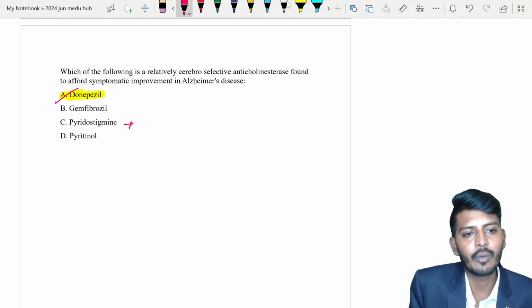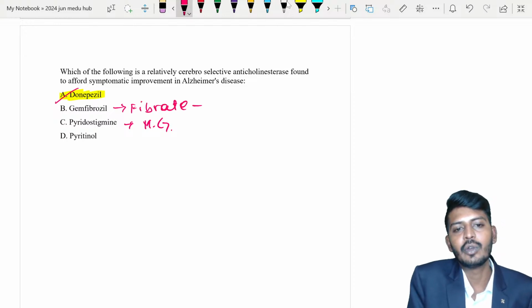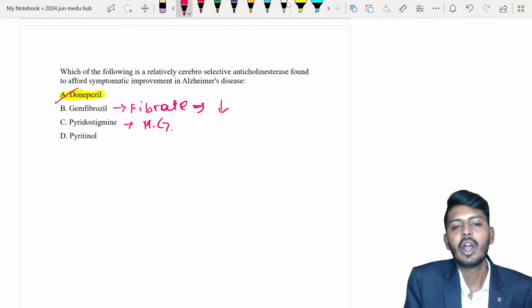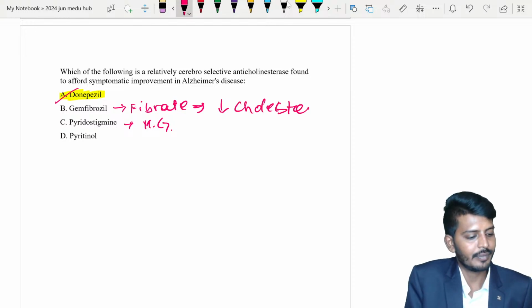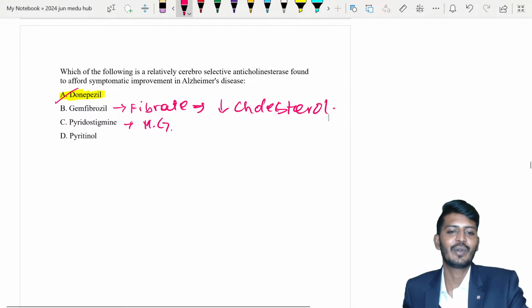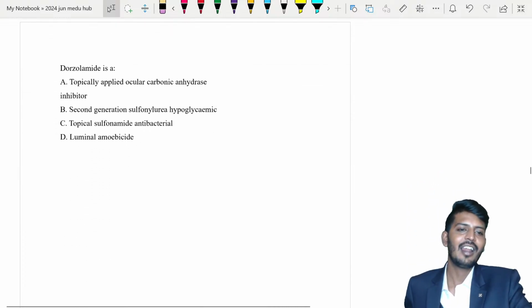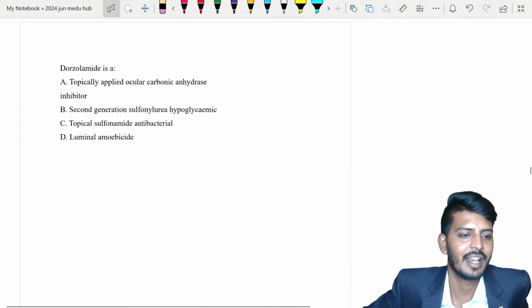Pyridostigmine is used in what? Myasthenia gravis. Okay. Gemfibrozil is a type of fibrate, which will decrease the cholesterol levels. Okay. All right. Let's move ahead. Let's go to the next question. All of these are direct answers. There is no need to take any tension.